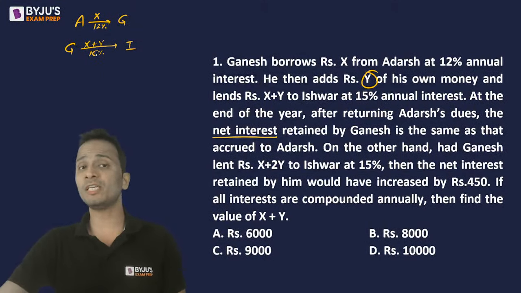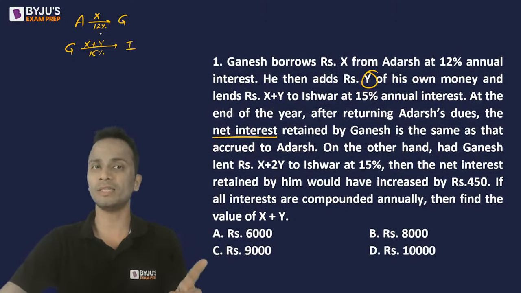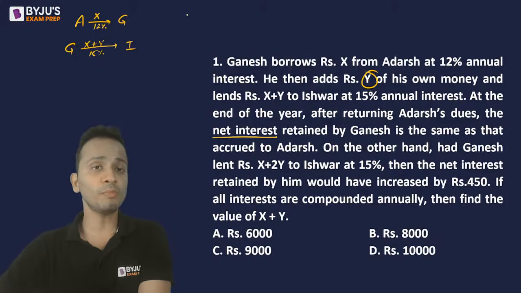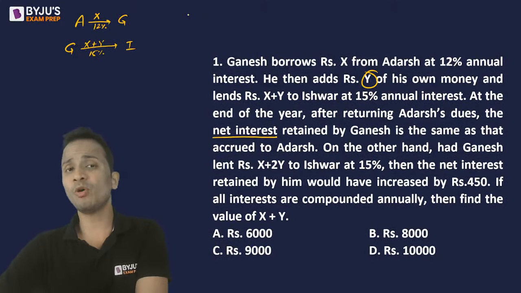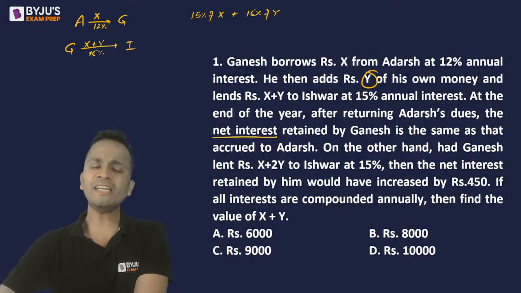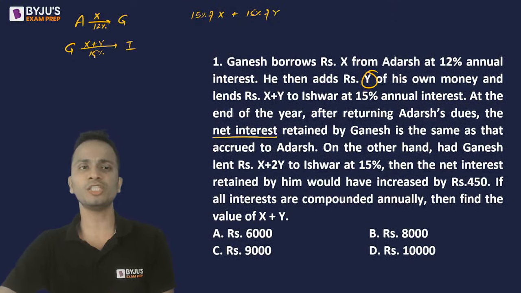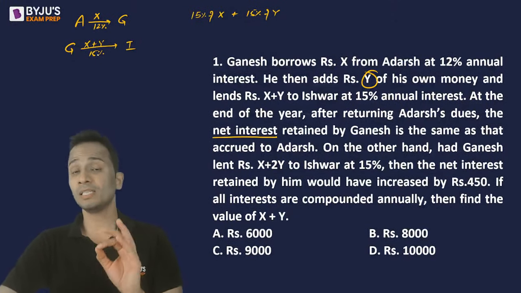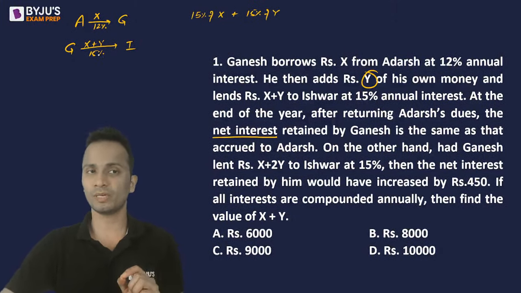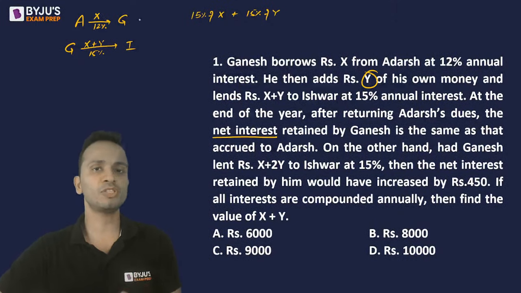Out of this interest, he must have given an interest of 12 percentage of X to Adarsh. So, from Ishwar, the value of interest that Ganesh will get will be 15 percentage of X plus 15 percentage of Y. The money that he lent to Ishwar was X plus Y at 15 percentage. So 15 percentage of X plus Y is the interest that he must have got from Ishwar. Now, the portion of interest that he must have returned to Adarsh must be 12 percentage of X.